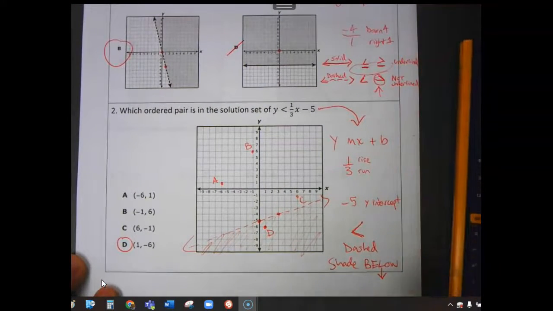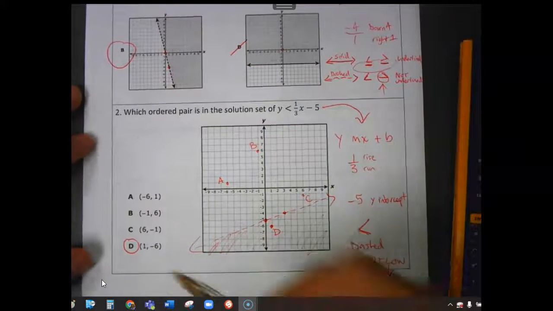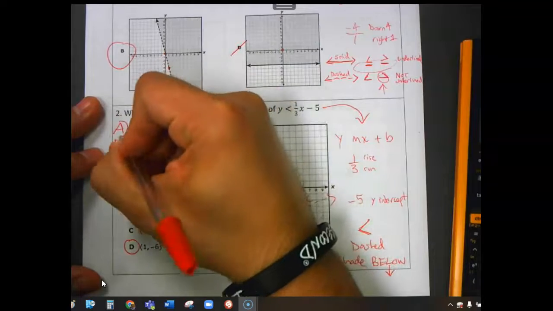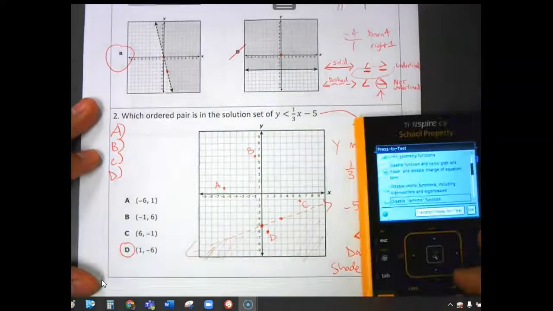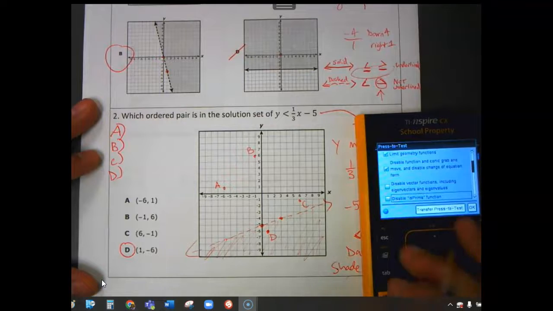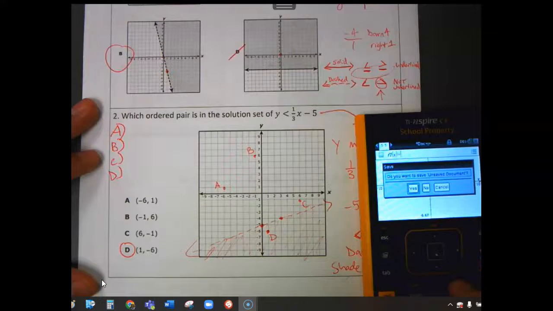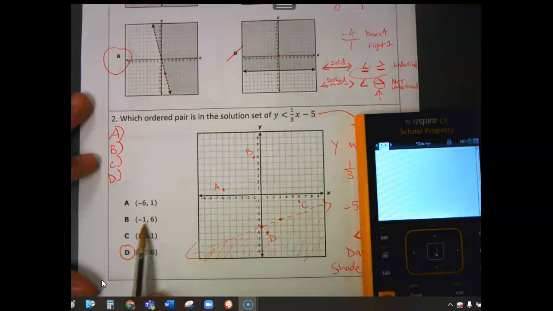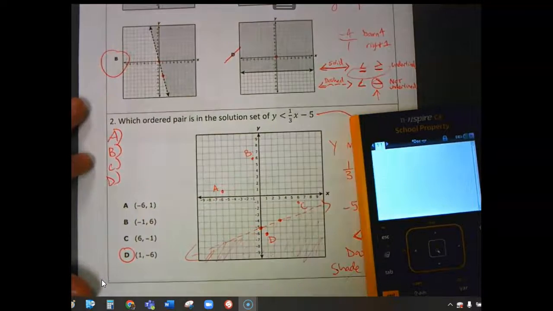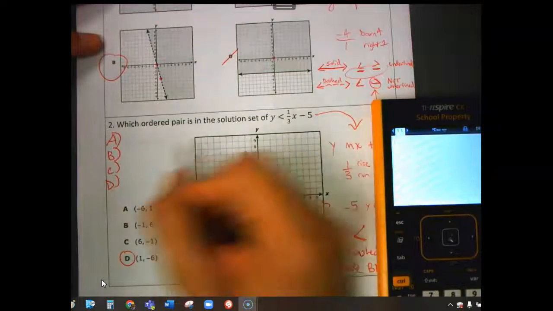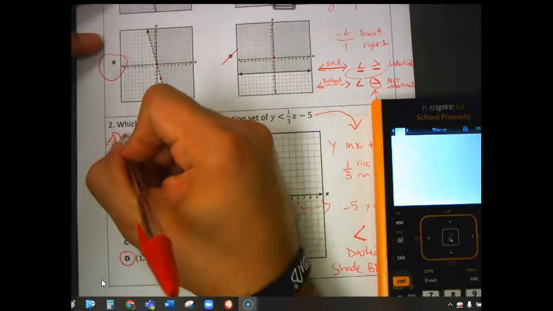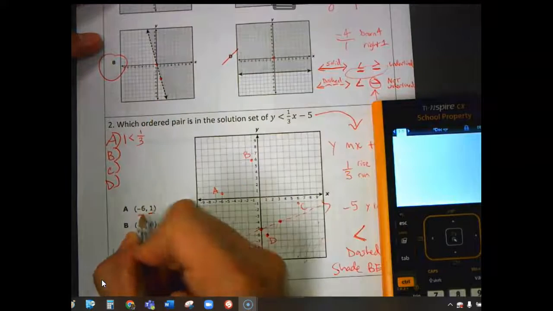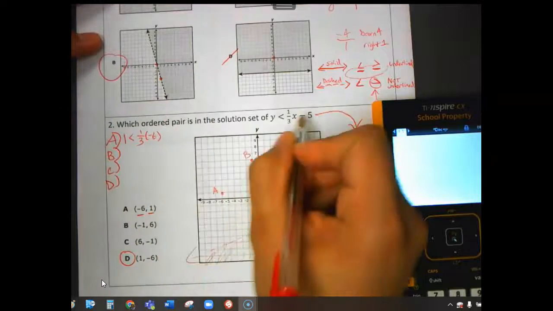So what we're going to do is we're going to take each of these answer choices, A, B, C, D. And what we're going to do is we're going to replace x and y with x and y in these ordered pairs. Okay, so let's start with A. Y value is 1, so 1 less than 1/3 x, which is -6, so parentheses -6 minus 5.